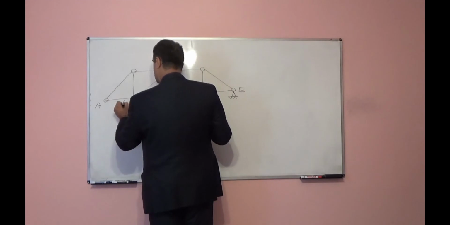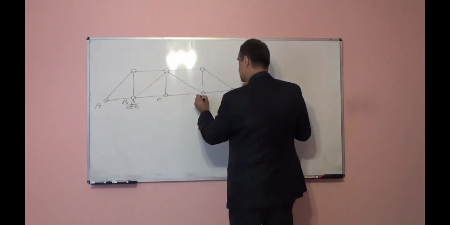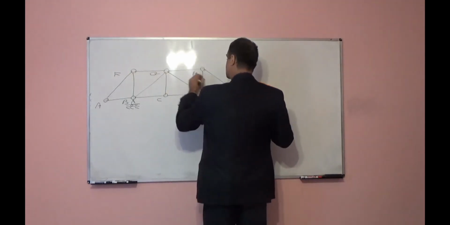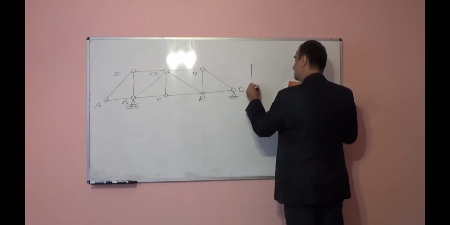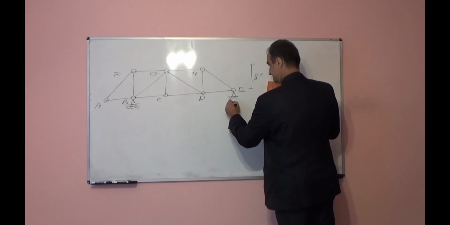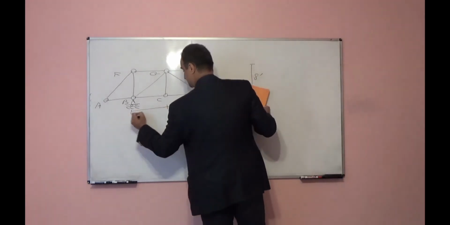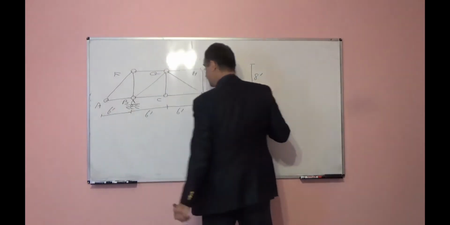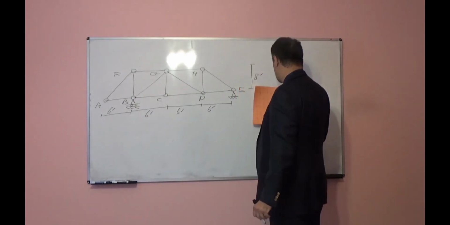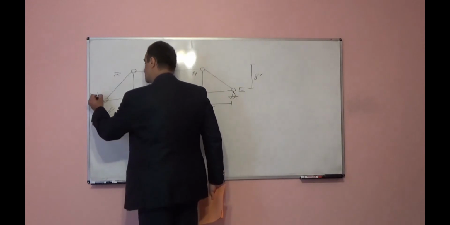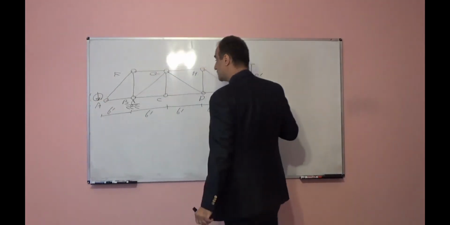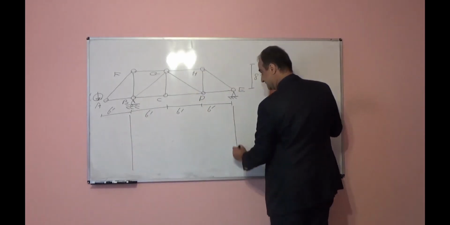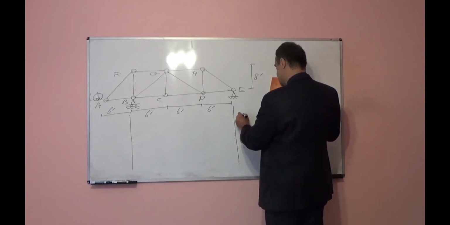Should be A, B, C, D, E, F, G, H. Height will be 8 feet. 6 feet, 6 feet, 6 feet, and this is again 6 feet. Here, again unit load moves along the bottom chord, so we want to draw influence lines for this. For member CD first.